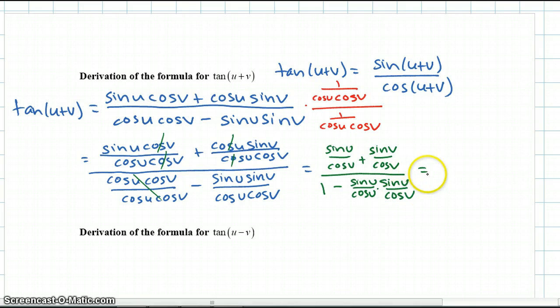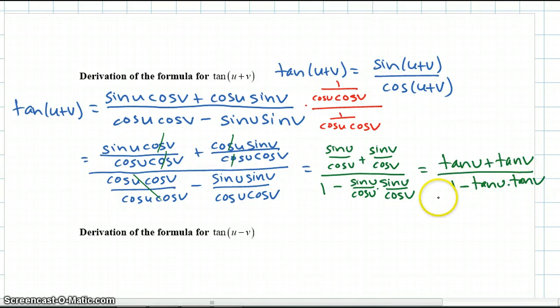Of course, all those sine of one angle divided by cosine of the same angle, we can just replace all of those with tangents. So our final identity will be tangent of u plus tangent of v divided by 1 minus tangent of u times tangent of v. So the tangent of u plus v is equal to tangent of u plus tangent of v, that quantity divided by 1 minus the tangent of u times the tangent of v.